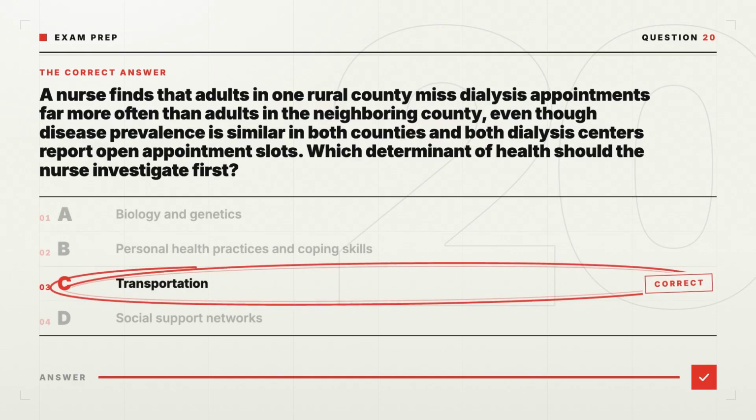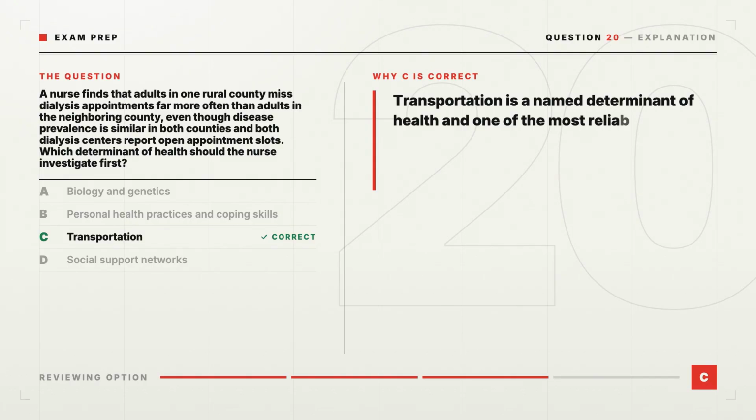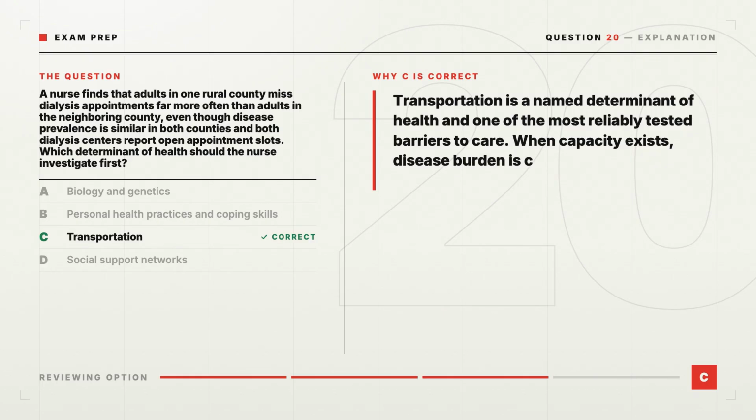The correct answer is C. Transportation. C is correct because transportation is a named determinant of health and one of the most reliably tested barriers to care. When capacity exists, disease burden is comparable, and people still cannot get to appointments. The gap between home and clinic is the first thing to examine. Rural distance combined with limited public transit produces exactly this pattern.